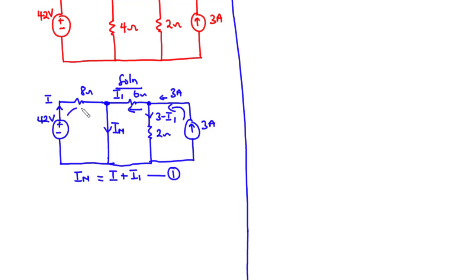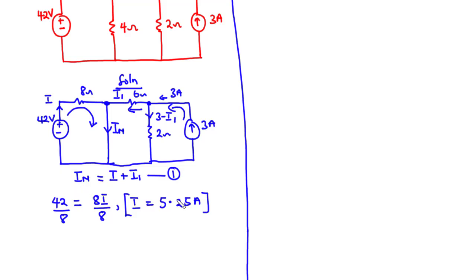Now considering this loop, we can find the value of I. So we have the 42 volt source. We are taking the clockwise direction, so we have I flowing through the 8 ohms resistor. We have no resistor here, therefore that's going to be 42 equals 8I. We divide through by 8 so that we have I equals 5.25 amperes. So this is the value of current produced by the 42 volt source.